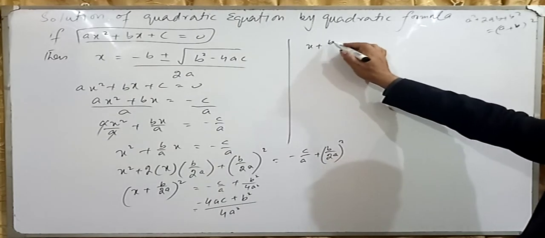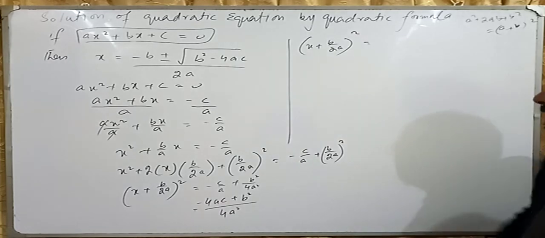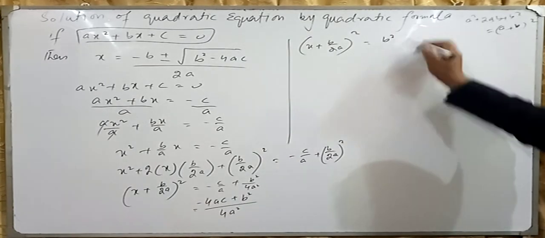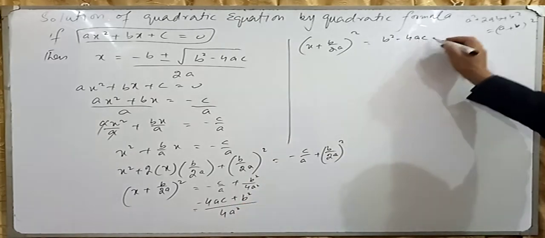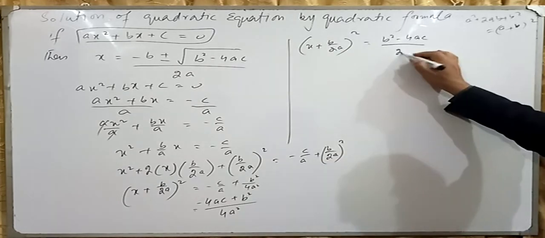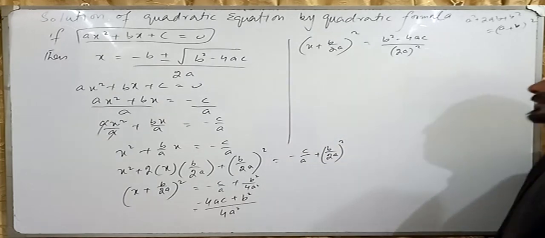x plus b over 2a whole square is equal to, here we will arrange it, b square ये मुस्बत या अवल मुश्तरक मनफी 4ac divided by, again we can write in this form 2a whole square. 4a square we can write in 2a whole square.